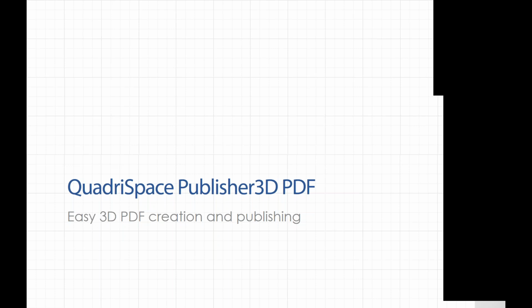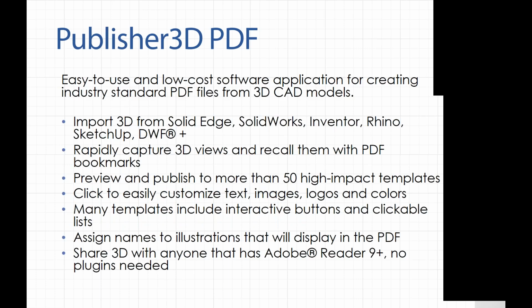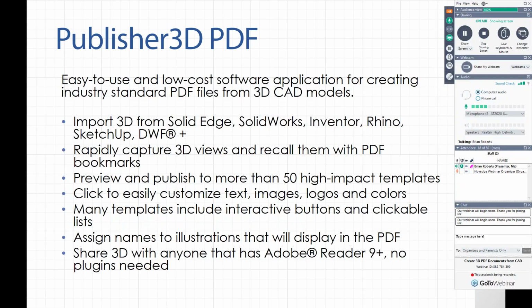So about Publisher3D PDF, it's basically an entry-level software that allows you to take 3D CAD files from a variety of sources and then turn those into 3D PDFs. And it's not just the model being in the PDF. It handles a nice template for you with text and images and all that kind of thing too. And we'll show you how you can first set up the 3D for going to PDF, and then second, set up your template and customize that for the PDF as well.